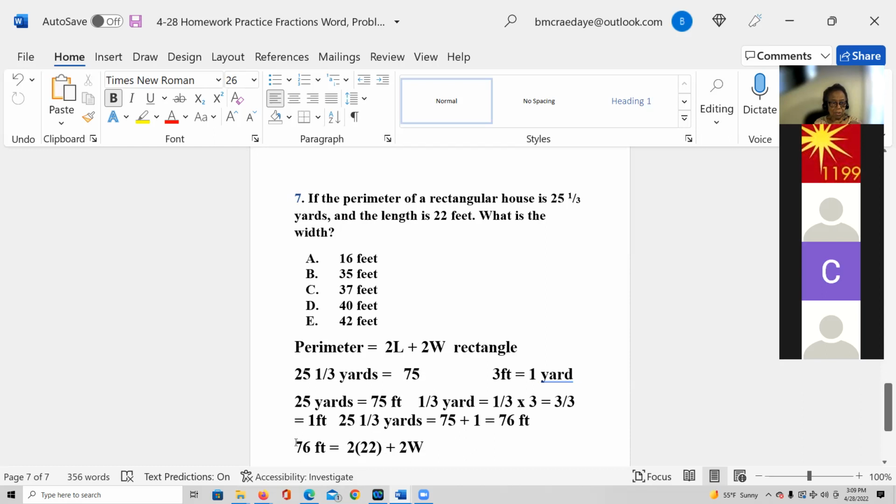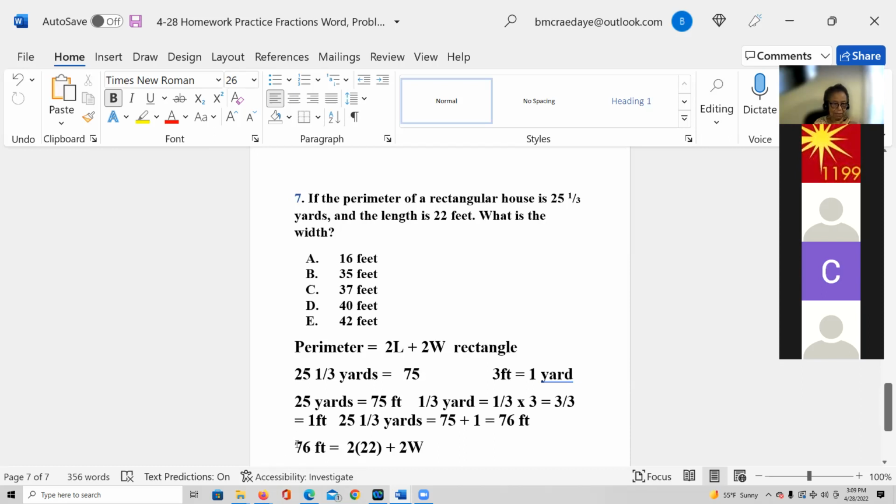No. This is the formula right here, Mercedes. Perimeter equals 2 length plus 2 width. The length was given as 22, so we put 22 for the length here. So 2L becomes 2 times 22. 76 is the perimeter, and we got that from converting yards to feet.